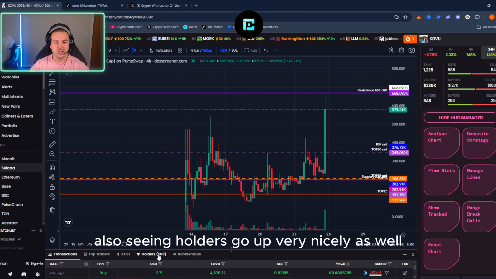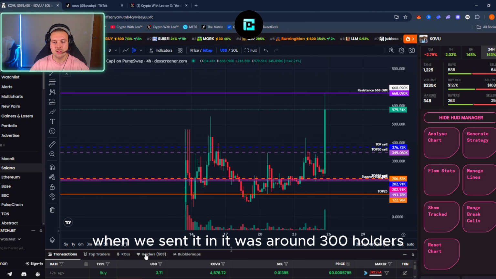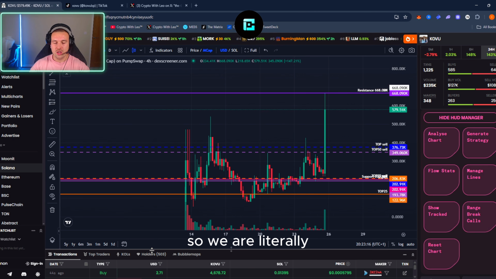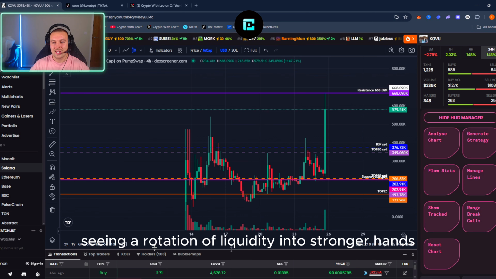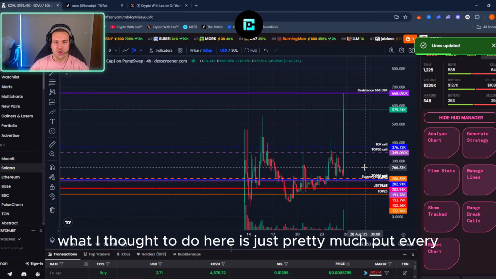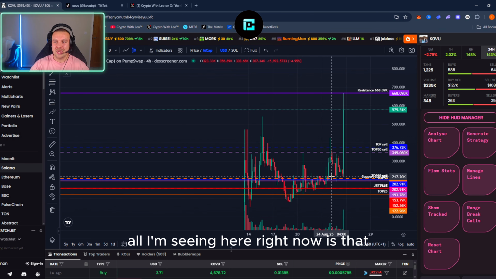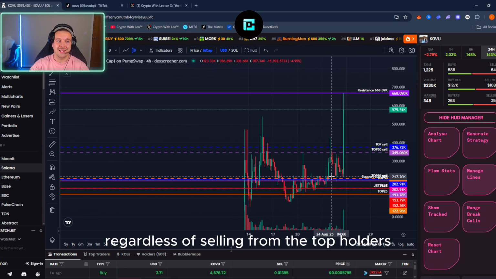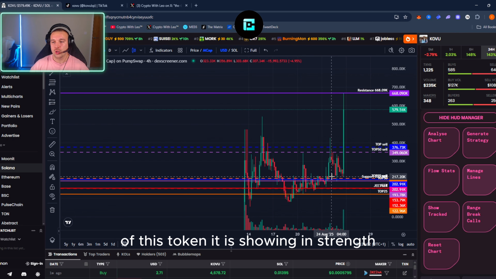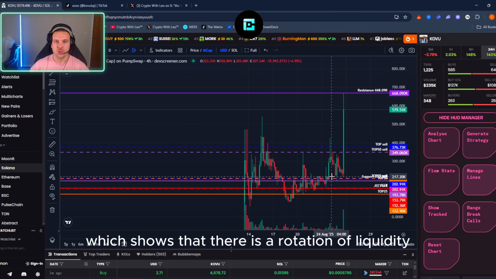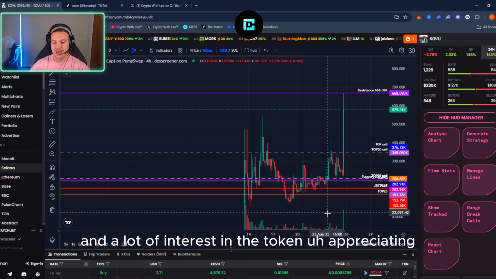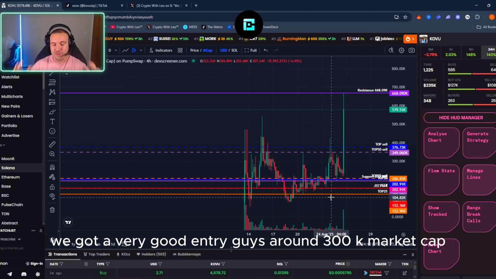We're also seeing holders go up very nicely as well. When we sent it in, it was around 300 holders. So we are literally seeing a rotation of liquidity into stronger hands. What I thought I'd do here is just put every line that we could available on chart. And all I'm seeing here right now is that regardless of selling from the top holders of this token, it is showing incredible strength, which shows that there is a rotation of liquidity and a lot of interest in the token appreciating. So yeah, we got a very good entry, guys, around 300k market cap.